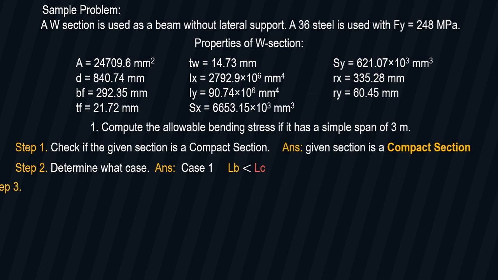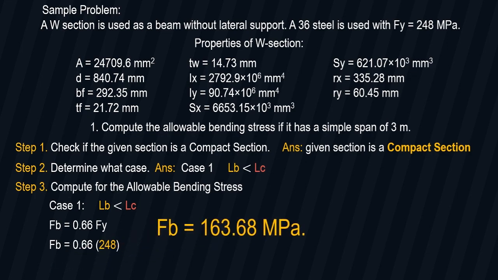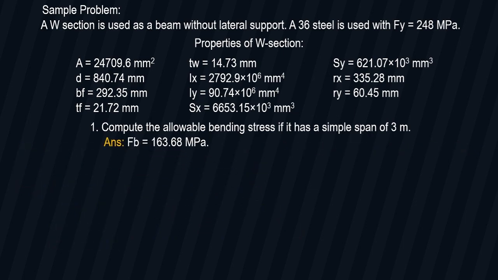The next step will be to compute for the allowable bending stress. That's the last step. Since we are dealing with case number 1, the value of FB is equal to 0.66 FY. FY is equal to 248 megapascal. Simplifying, we'll get 163.68 megapascal. And that is the value of FB. That's how you answer for number 1.